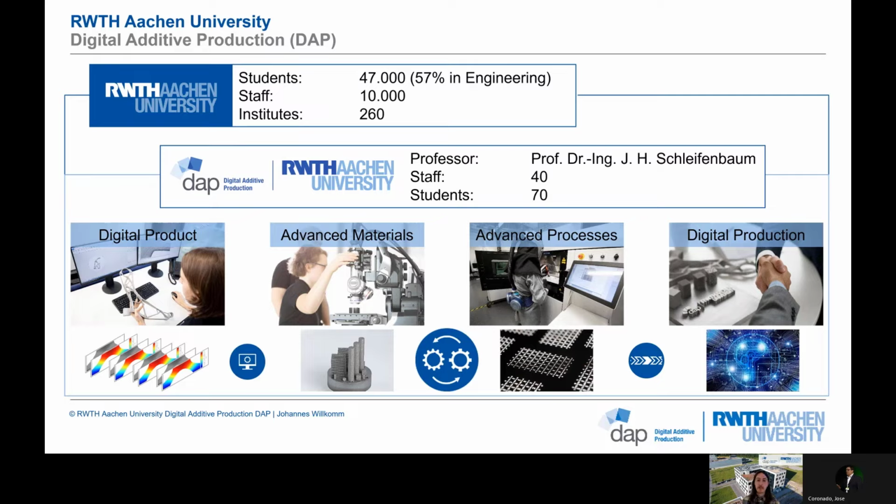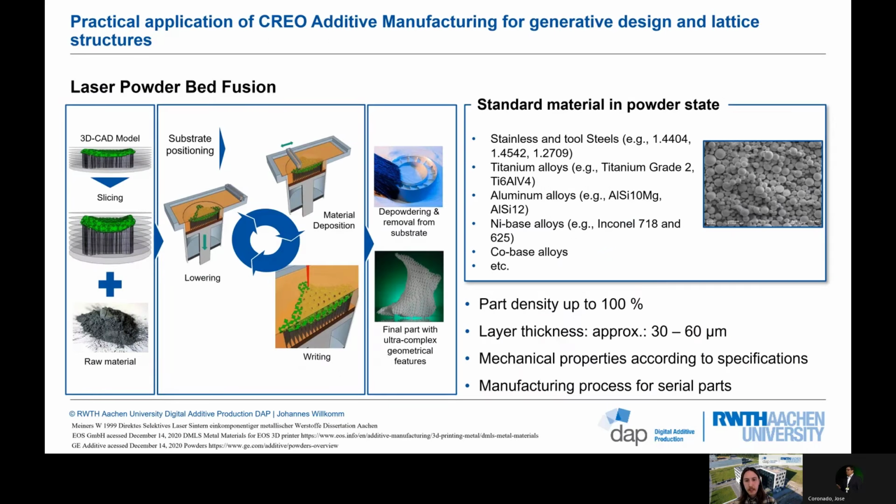The 4th group, where I'm related to, is the group digital product, where we concentrate on the digital process chain of additive manufacturing, which means using and developing design methods like generative design, topology optimization, but also working on process simulation. As I said, the project in this webinar is mainly about designing parts for additive manufacturing.